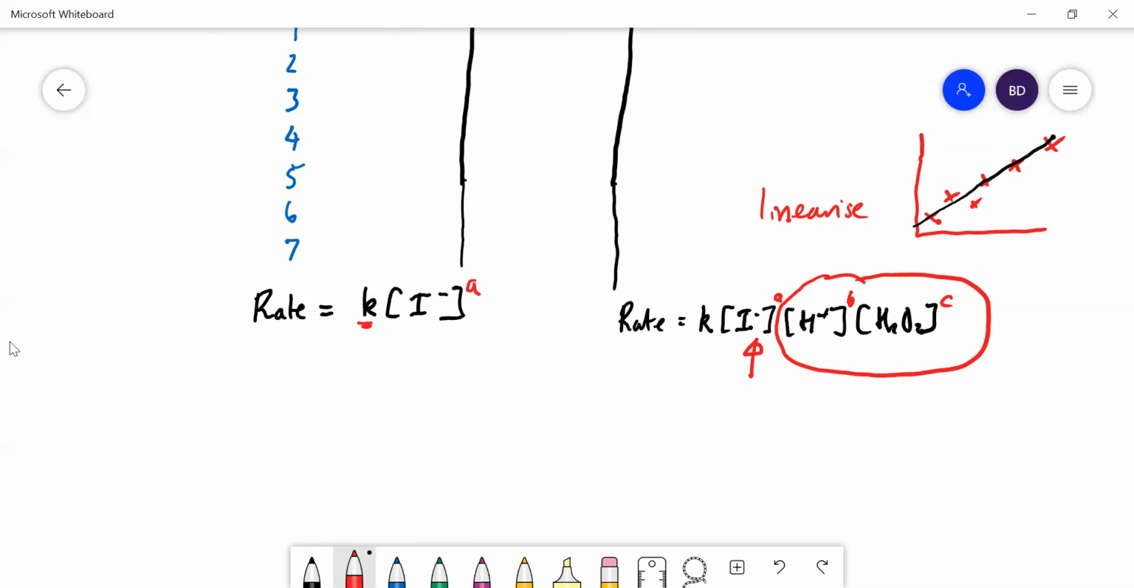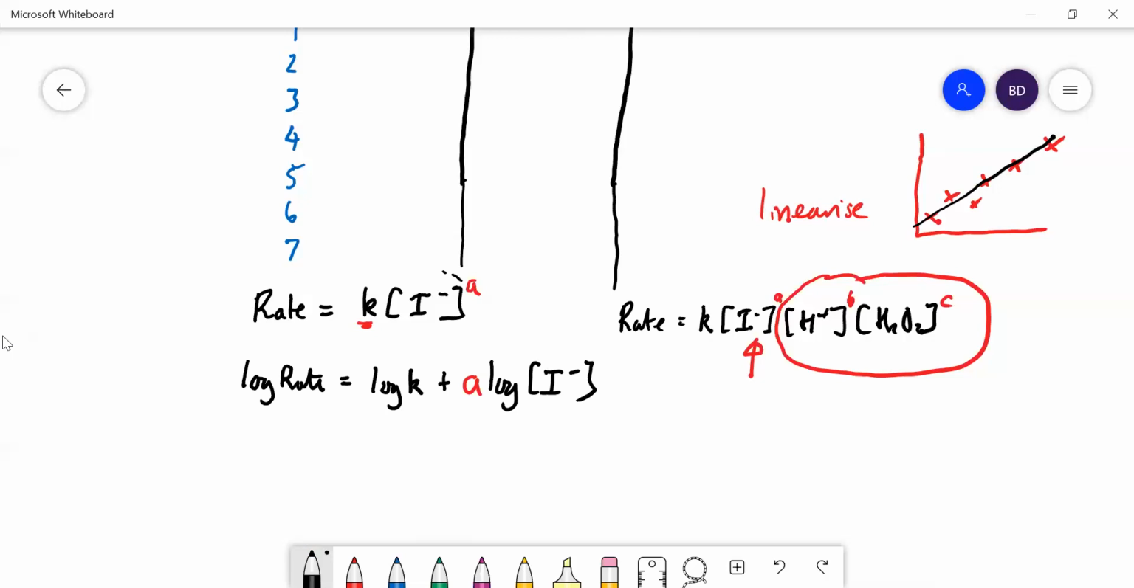Okay, so if you take logs of both sides of that equation, we'll do log 10, you get log rate is equal to log k. We're not really interested in k. Now what happens when you take a log of an index, that comes down in front of it, so that's going to be plus a log [I⁻], log concentration of I⁻.